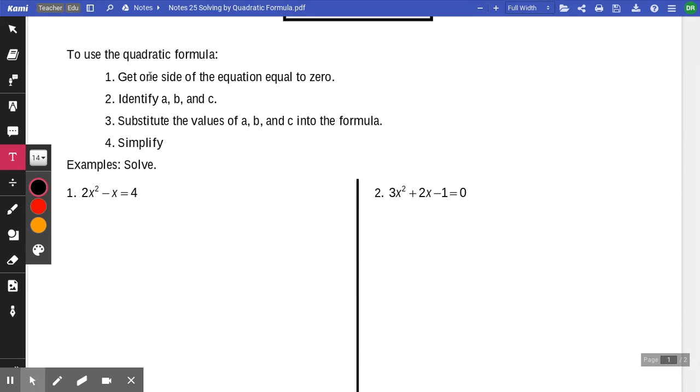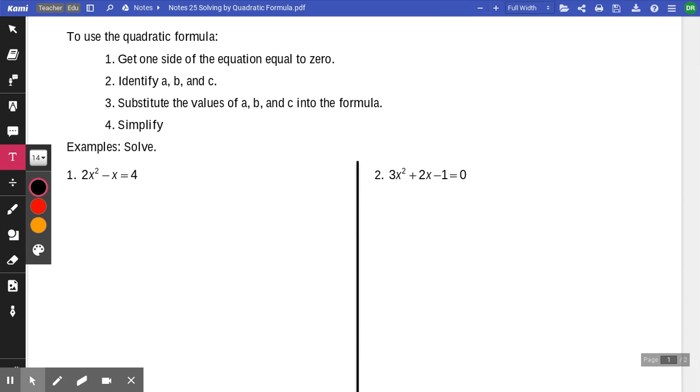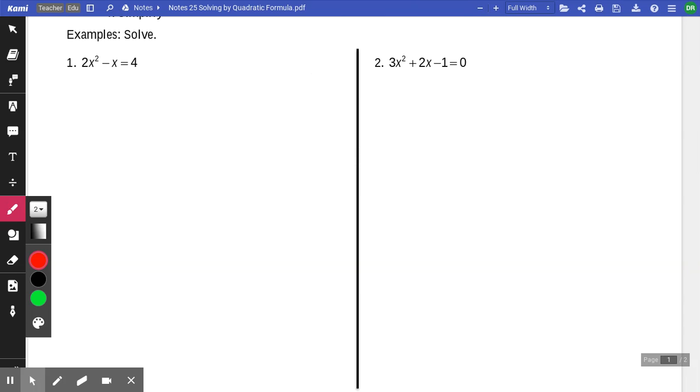As before, we want our equations to always equal 0, and that guarantees that we are finding values on the x-axis. And once we have those equations equal to 0, we'll identify our values of a, b, and c. We'll substitute into the formula, and then it's just a simple bit of order of operations to simplify from there. So let's take a look at a couple examples here.